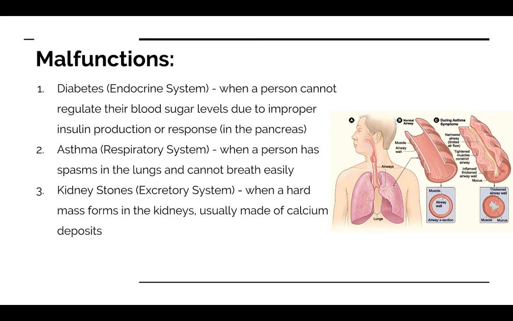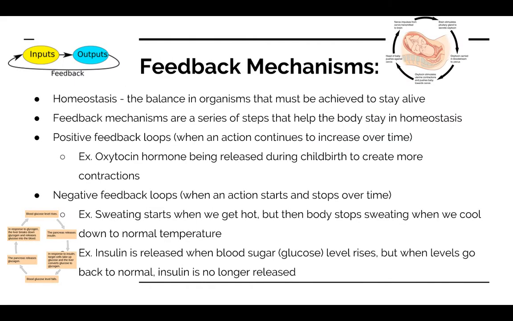Asthma is another good one to remember. Asthma affects the respiratory system. And this is just when a person has spasms in their lungs, in the bronchi of the lungs, and they can't breathe easily. So you can see in the picture on the right, the airway gets much smaller with a person who is dealing with asthma. And lastly, kidney stones are another malfunction. This affects the excretory system, and this is when hard mass forms in the kidneys, so these little, almost like little rocks, and usually they're made of calcium deposits.